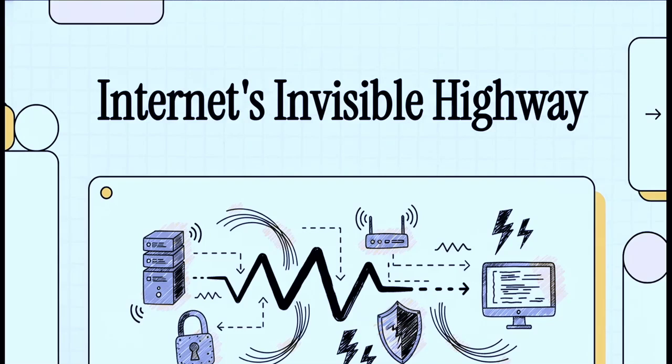All right, so we all use the internet every single day, right? You click a link and boom, a web page just appears. It feels like magic. But today, we're going to go behind the curtain. We're going to look at the actual physical infrastructure, the wires, the routers, the hidden rules that make the whole thing tick. Let's get into it.